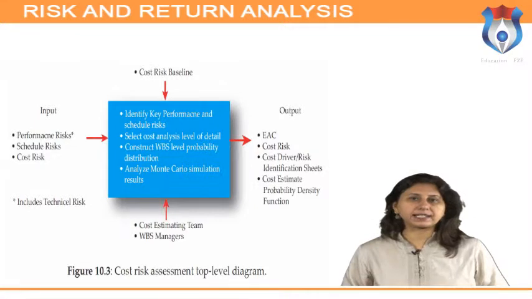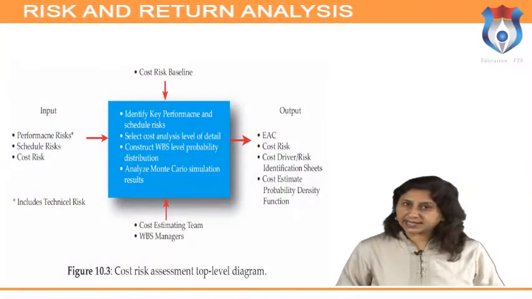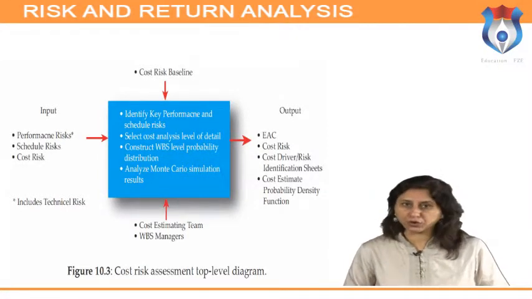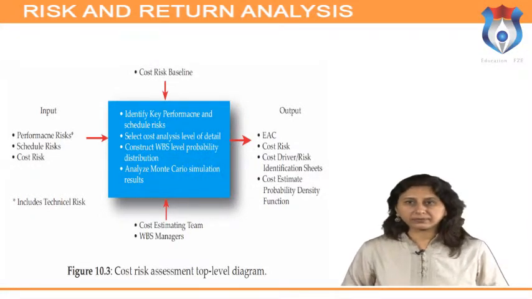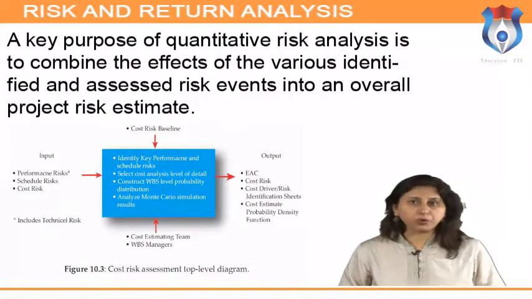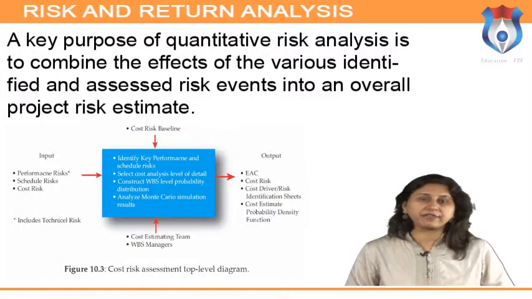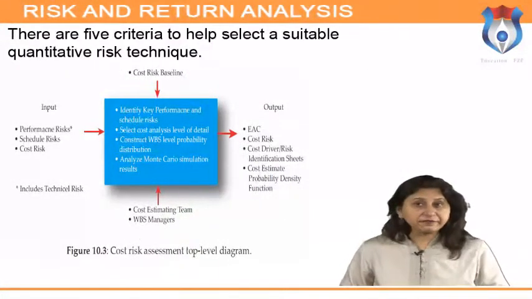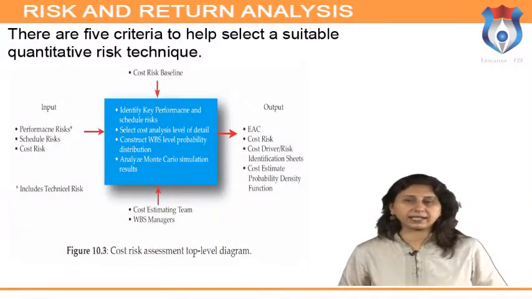Objectives of risk analysis. A project's qualitative risk assessment will recognize some risks whose occurrence is so likely or whose consequences are so serious that further quantitative analysis is warranted. A key purpose of quantitative risk analysis is to combine the effects of the various identified and assessed risk events into an overall project risk estimate. There are at least 5 criteria to help select a suitable quantitative risk technique.